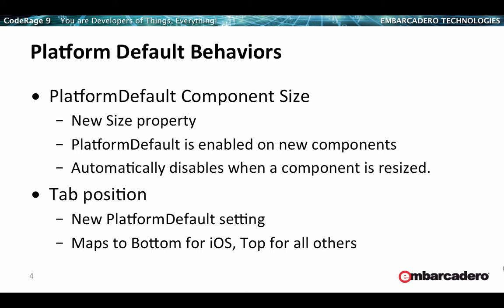We also added a new value to the tab position enumeration for the T-tab control. It's called platform default. For new tab controls, this is the default setting. When your app is run on most platforms, this setting causes the tabs to be positioned at the top of the tab control. When the app runs on iOS, the tabs will be positioned at the bottom of the tab control.